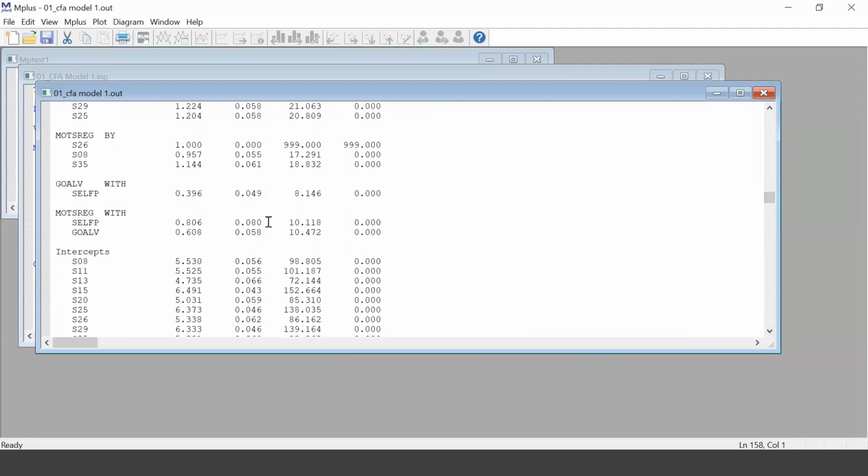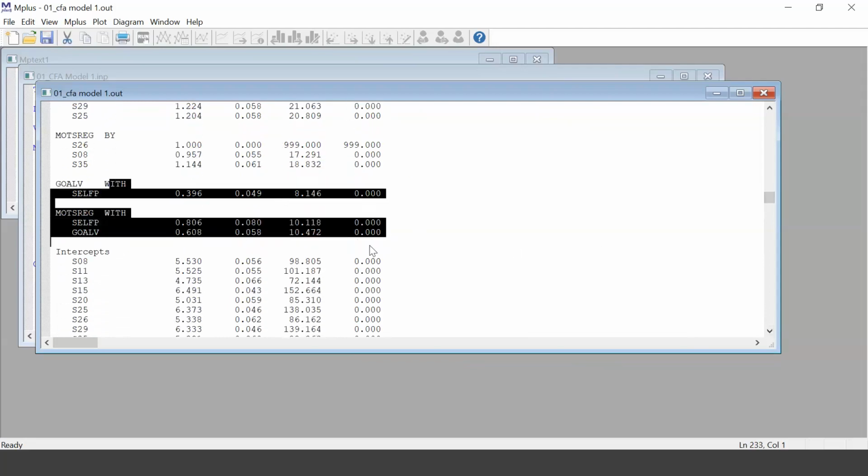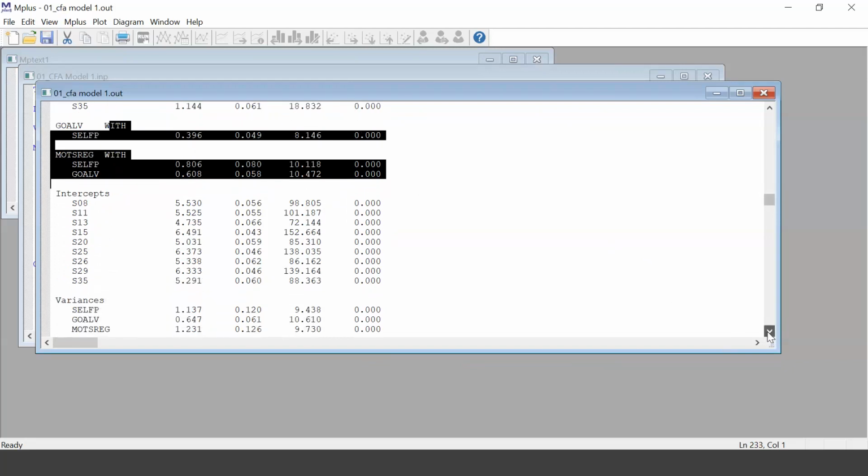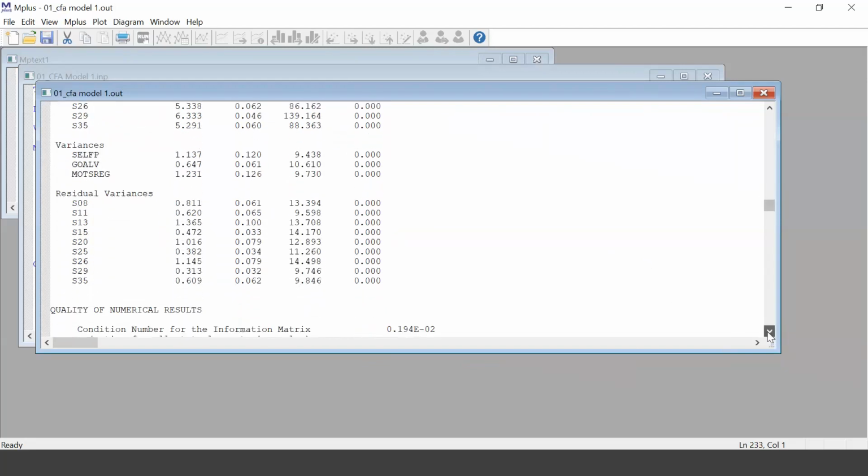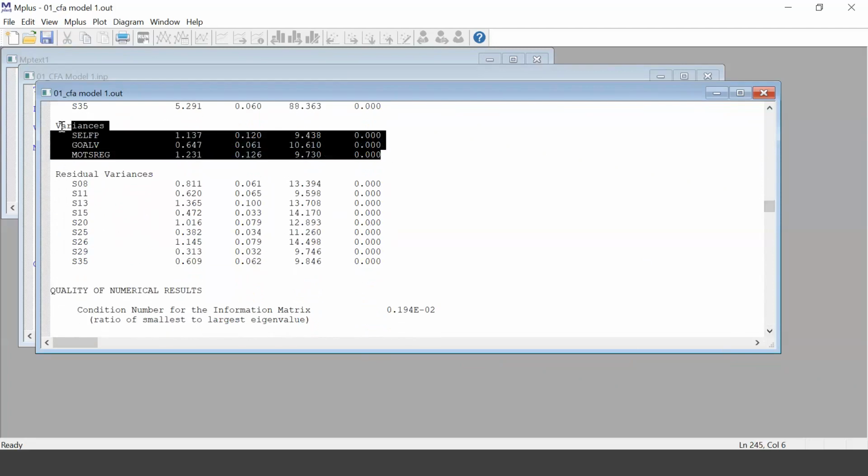Okay, and then here are the covariances between the 3 factors: goal valuation, motivation self-regulation, and self-perceptions. But again, these are covariances, not correlations, so those can be difficult to actually interpret. We can see, though, that all of the covariances are statistically significantly different from 0. Okay, and now here are the variances of our factors. So the variance of self-perception is 1.137. The variance for goal valuation is actually the lowest, 0.647, and the variance for motivation self-regulation is 1.231.